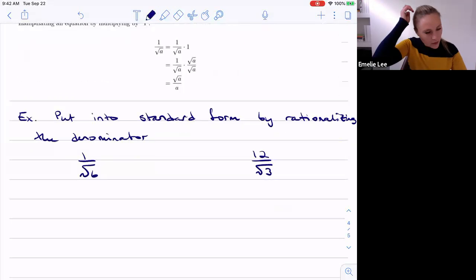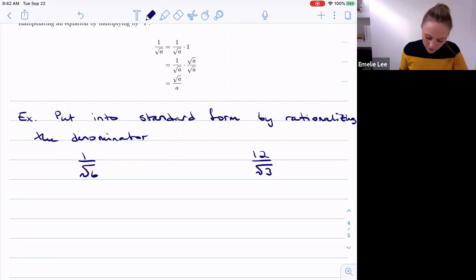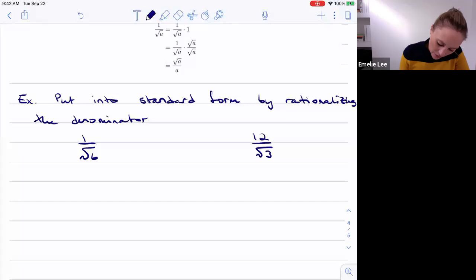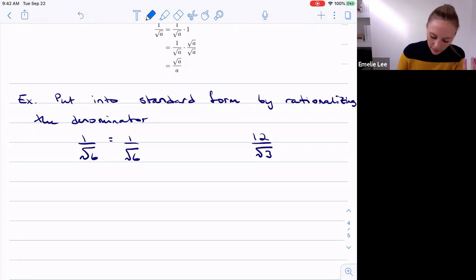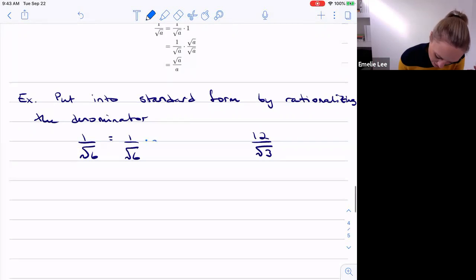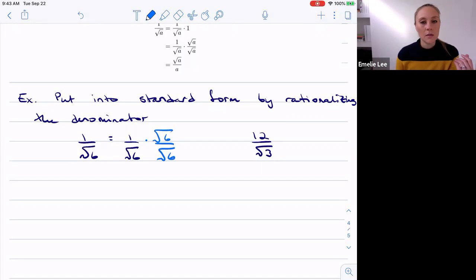Okay, so we're going to rationalize the denominator. So I've got 1 over root 6. And then remember we multiply by 1, and because I want to undo that root 6 and I don't want to have a root down there anymore, the easiest thing to do is just times root 6 over root 6.